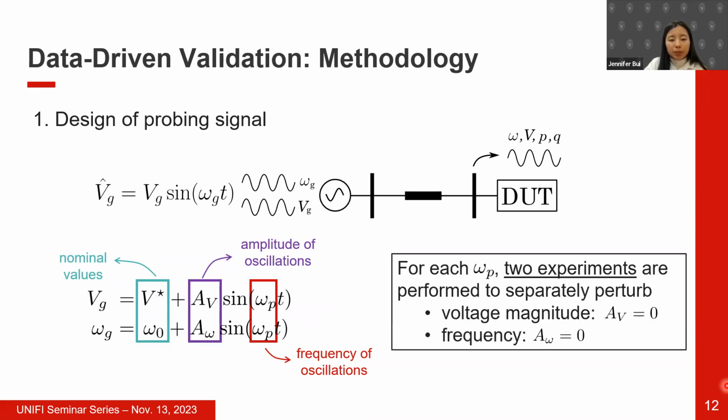And for each perturbation frequency, so omega p, 2 experiments are performed to separately perturb the 2 parameters, voltage magnitude and frequency. And this is so that we can isolate the effect of each parameter on the other signals.